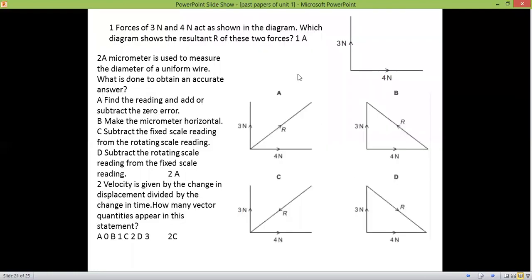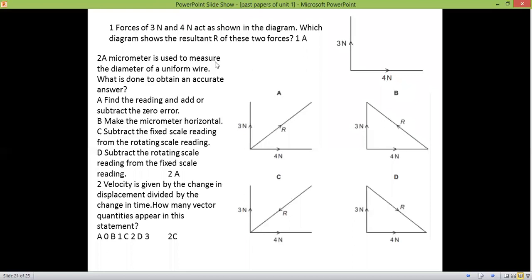Next question is, if a 3 Newton and 4 Newton force act as shown in the diagram, which diagram shows the resultant R of these two forces? So over here we can see that the tails are joined. So which method is being used? Parallelogram method. How to get the resultant? Join the starting point towards the opposite corner. So the correct answer is A. All the other options are incorrect.